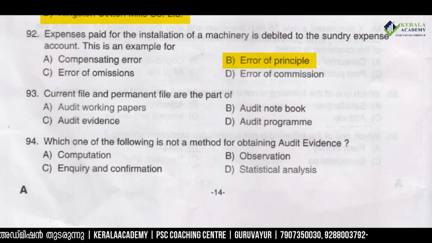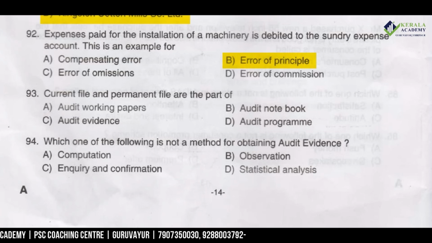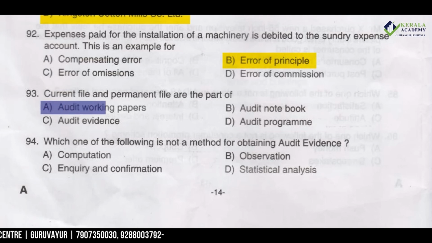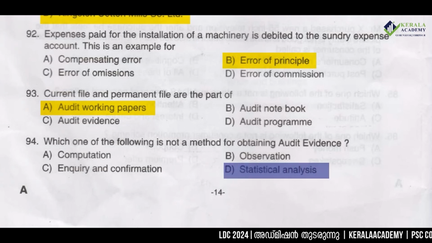Current file and permanent file are the part of audit working papers, audit notebook, audit evidence, audit program. Correct answer option A, audit working papers. Which one of the following is not a method for obtaining audit evidence? Computation, observation, inquiry and confirmation, statistical analysis. Correct answer option D, statistical analysis.